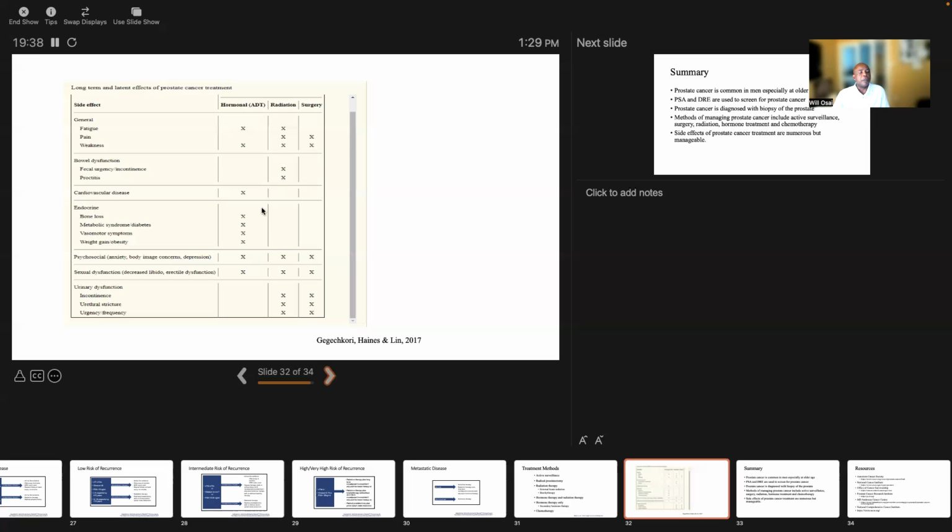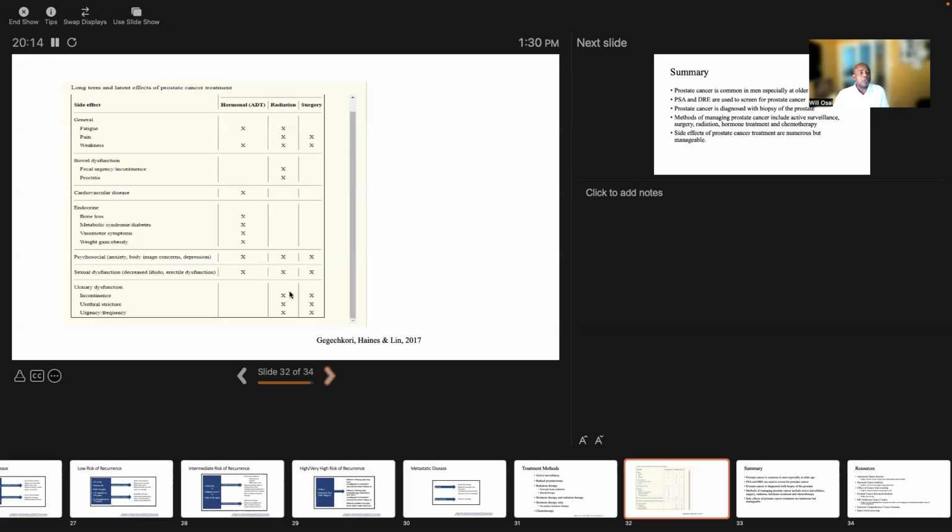For men who receive hormone therapy, there's the risk of developing bone loss, metabolic syndrome that includes diabetes and obesity, hot flashes, and weight gain. Regardless of the kind of treatment that men received, psychosocial disturbance might occur, which includes anxiety and depression. Sexual dysfunction is pretty common among men who undergo prostate cancer treatment, regardless of what kind of treatment they received.